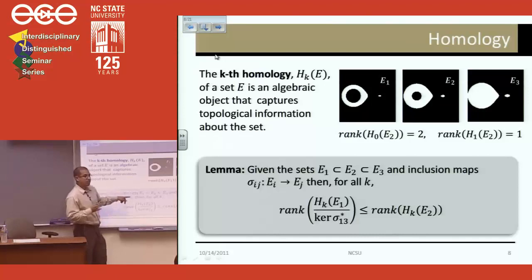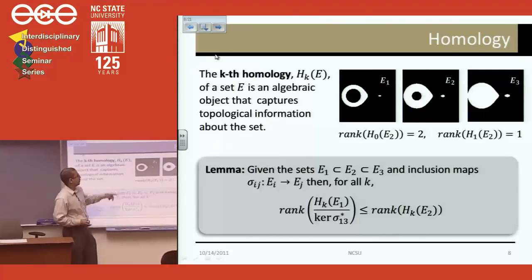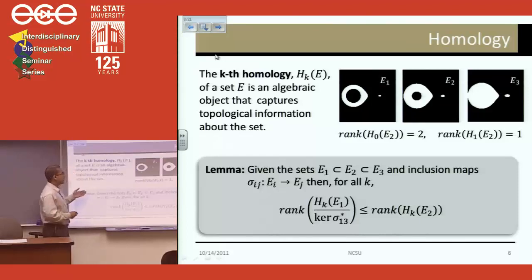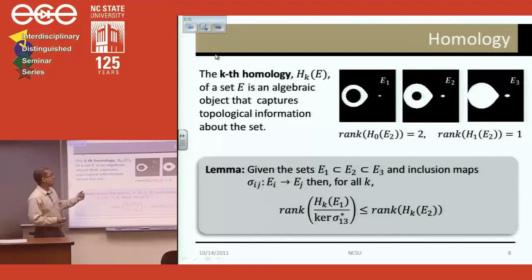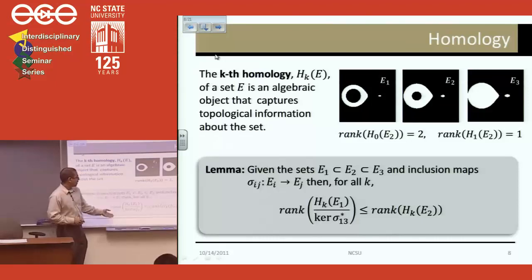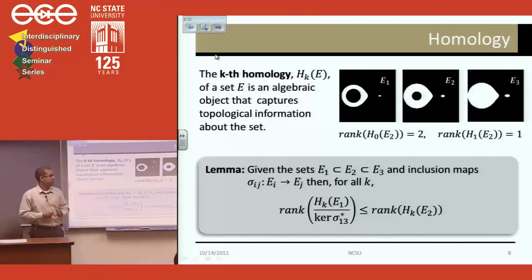Assume that you have a sequence of 3 different sets, E1, E2, E3, like the ones that you see in this slide, and there is an inclusion between them. So E1 is included in E2, and E2 is included in E3. And there is a map between them, which is the inclusion map, which I'm calling sigma sub ij. So it's the inclusion between Ei and Ej. For that, there is this relation here, which is telling us something about the ranks of all these groups that I mentioned, this topological information that you're capturing.